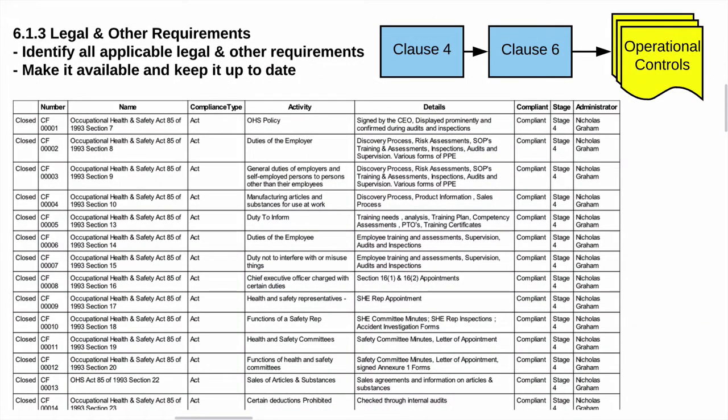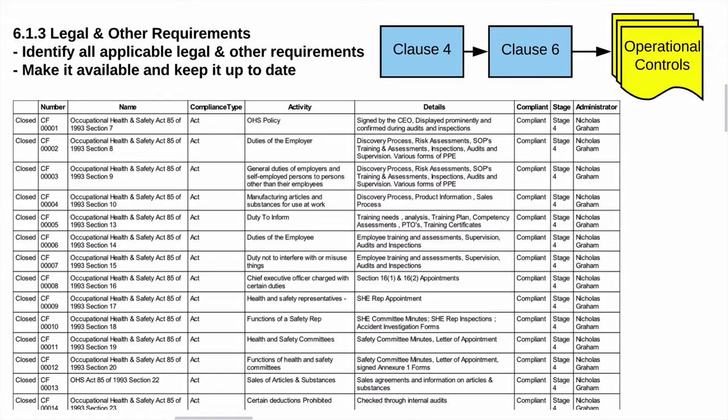Moving over to Clause 6.1.3, which is legal and other requirements. Here, according to your activities, products, services, and substances that you have in your organization, they may attract legal requirements or other requirements. Other requirements are those issues that your organization will ascribe to. ISO 45001 would be an example of an other requirement.